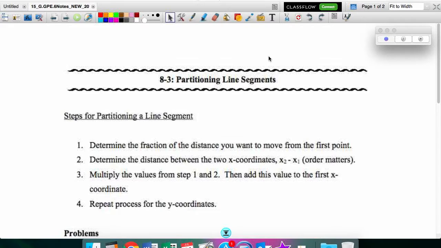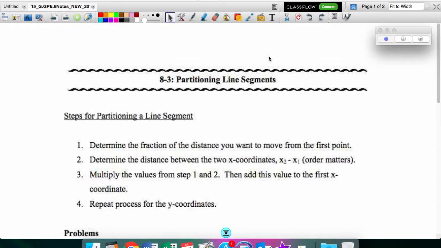Step 1 is to determine the fraction of the distance you want to move away from the first point. This could be given, or most of the time you'll be given a ratio, and you'll need to convert that ratio into a fraction of a distance.